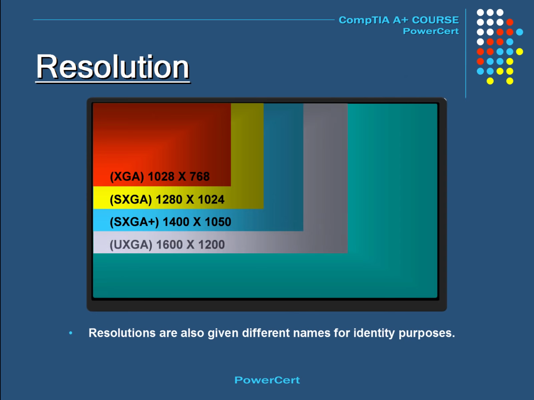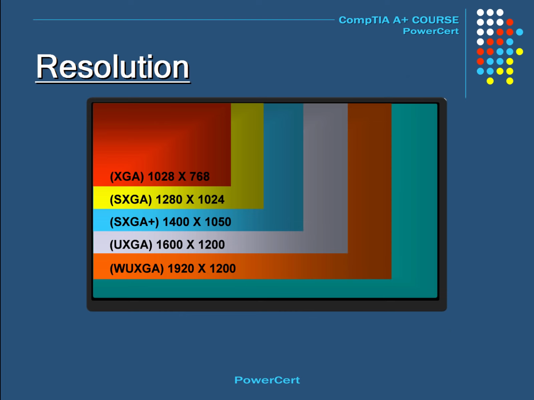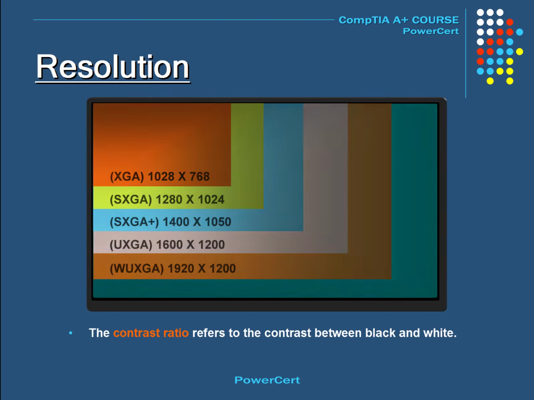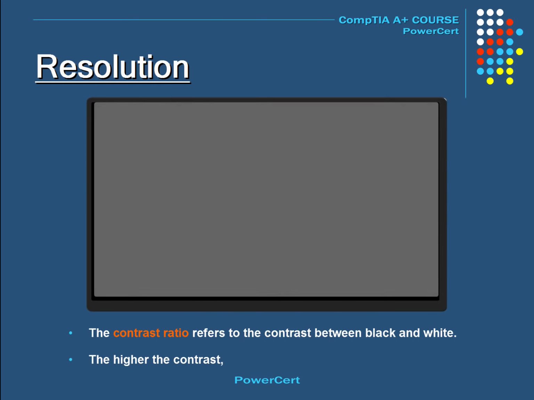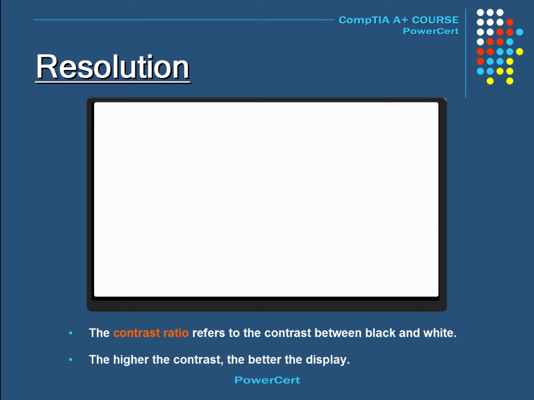UXGA stands for Ultra Extended Graphics Array. This has a resolution of 1600 by 1200. And WUXGA stands for Widescreen Ultra Extended Graphics Array. And this has a resolution of 1920 by 1200. And lastly, the contrast ratio. The contrast ratio refers to the contrast between black and white. The higher the contrast, the better the display.